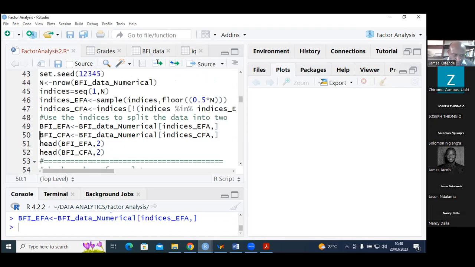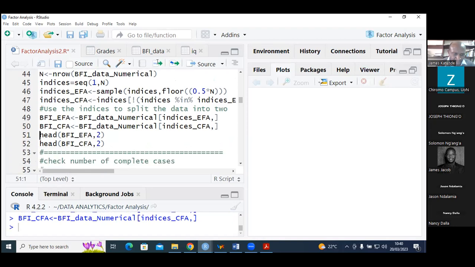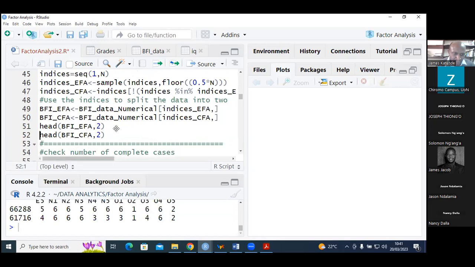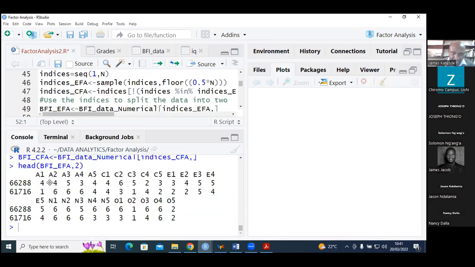We will not do anything with the portion that is for confirmatory factor analysis. We can view the first few lines of the data for EFA. So we just pick the first 2 lines, so you can see they are different.